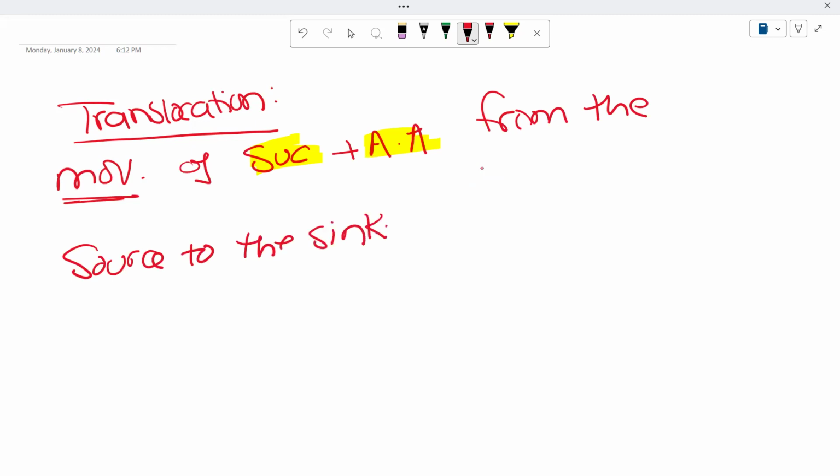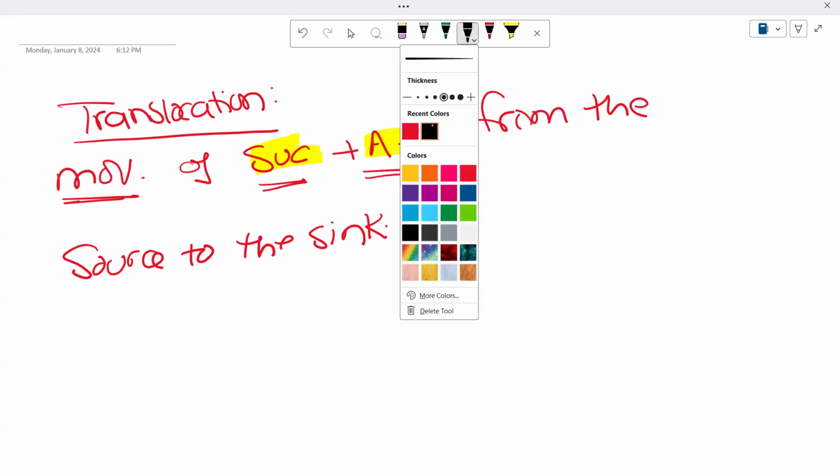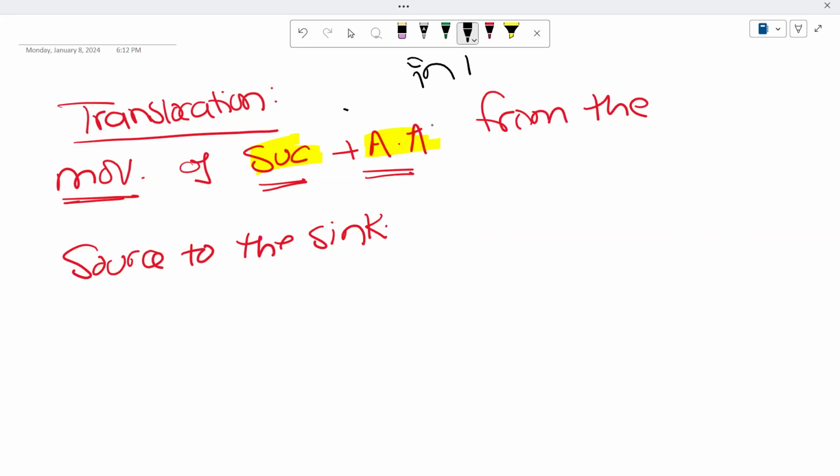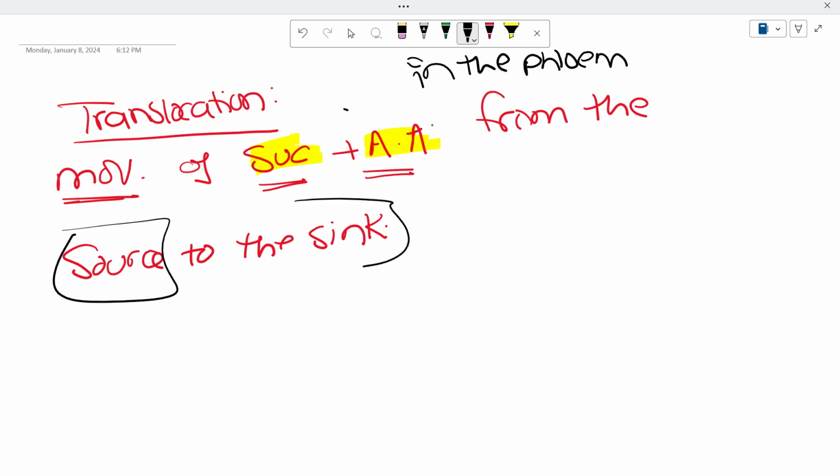sink. Actually, we forgot a point. It is the movement of the sucrose and the amino acids where? In the phloem. Excellent, in the phloem. Now, just forgetting this will make me lose a mark. And then you will be asked to elaborate. What is the source? What is the sink?